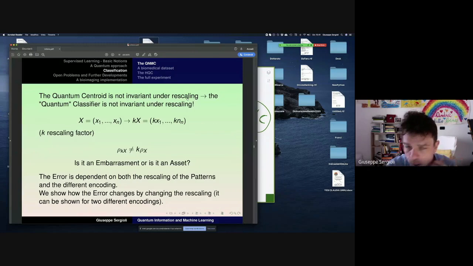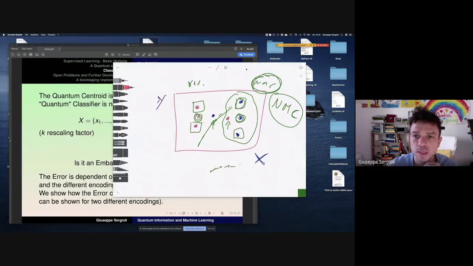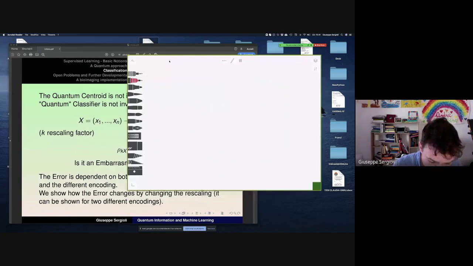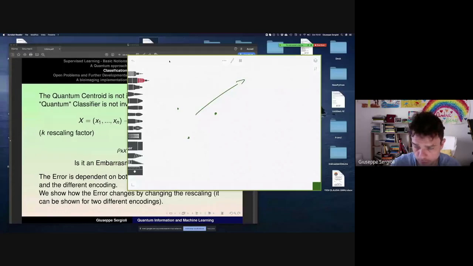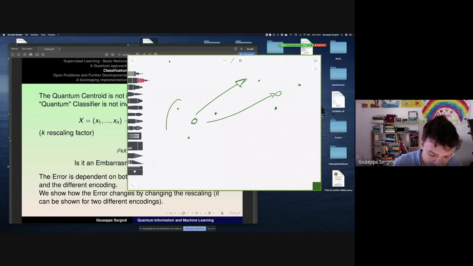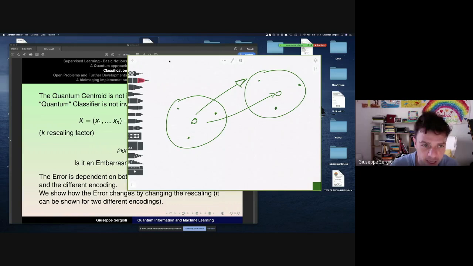What I mean is this: if we consider, again on my desk, a set of data like this, and we make a translation or some similar transformation, not only translation, to this data by a constant, or just expand the figure, what we can say is that the centroid will also be translated. So from a classical perspective, these two systems are totally equivalent, in the sense that by making a rescaling, the centroid will be the initial centroid transformed by this rescaling. So we say that the centroid is invariant under this transformation.